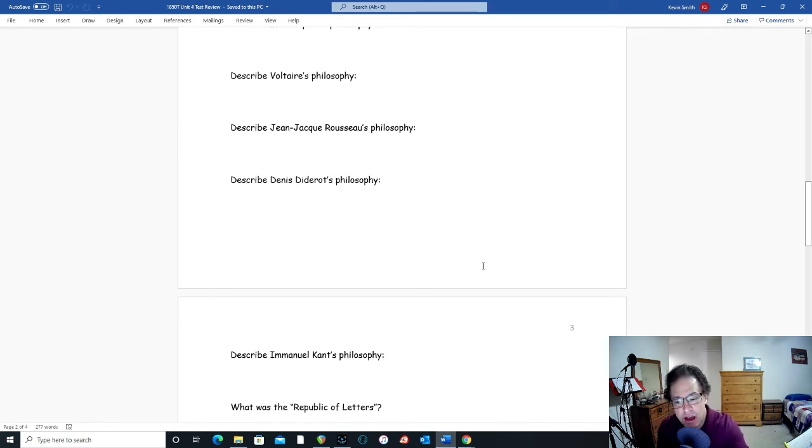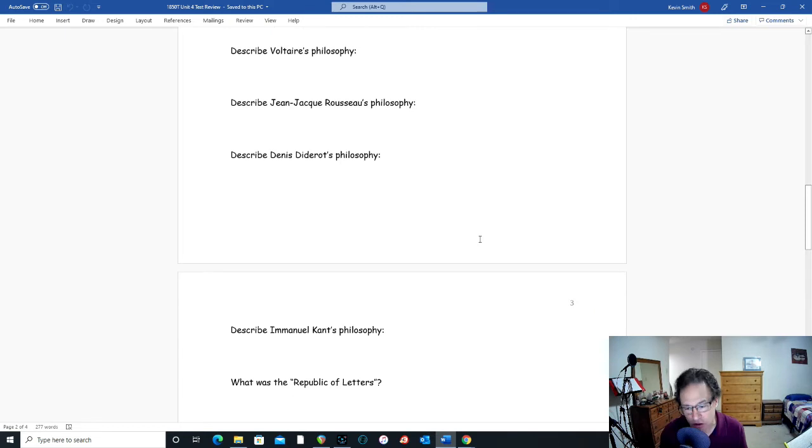Describe Jean-Jacques Rousseau's philosophy. Jean-Jacques Rousseau is the anti-Enlightenment philosopher. He felt that the Enlightenment was too rationalistic and too based on reason, and that it underemphasized the importance of feelings and emotion and intuition and spirituality. And he wrote a book called The Social Contract.